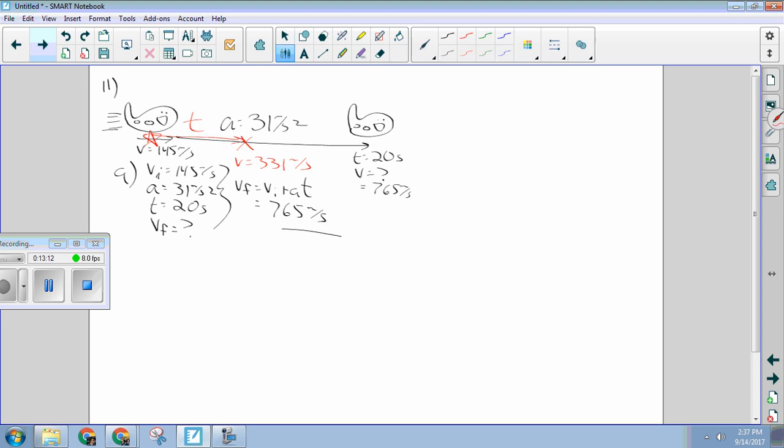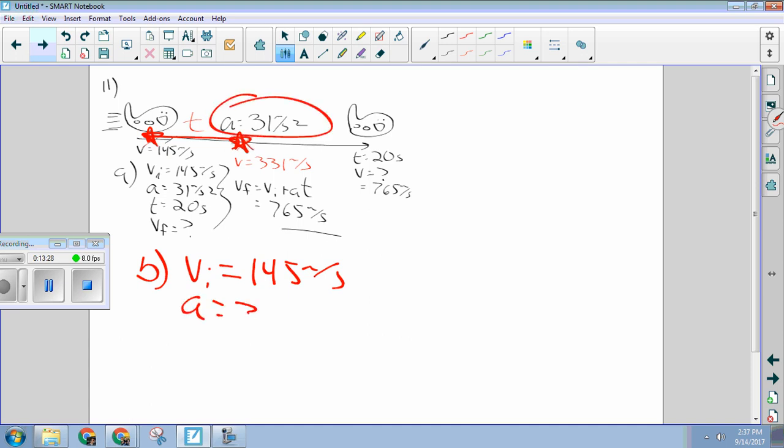Okay, so for this red time interval here, here's the stuff I know. I know my initial velocity is 145, right? Because that's how fast it was going when the jet first started moving. It's still gaining velocity at the same rate. I'm trying to find out how much time it takes to get to 331. So what is that 331 a measure of? Final velocity.